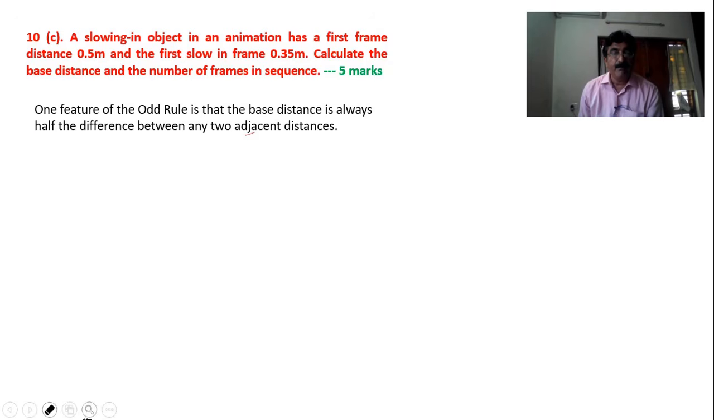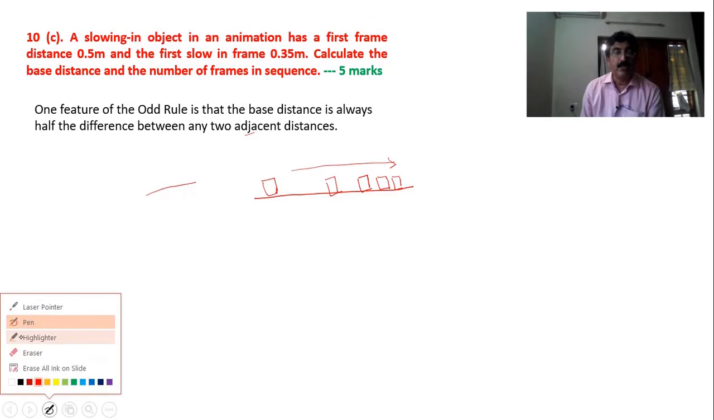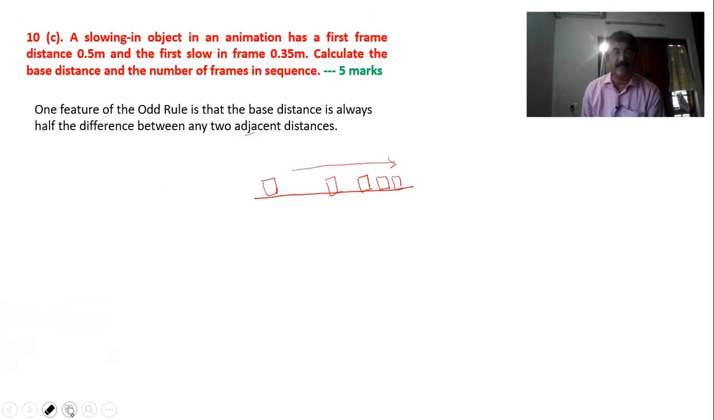What he is telling, base distance is equal to... see, this is the slow-in process. Here one object frame, the next frame will be far away, the next frame will not be that much far away. That means the spacing keeps on decreasing when the object is slowing down. So the frame gap is lesser and lesser. Now between the first two frames the gap is, see, this is 0.5 and this is 0.35.